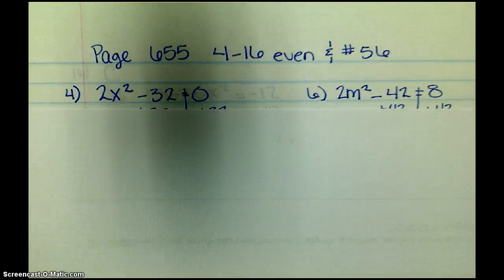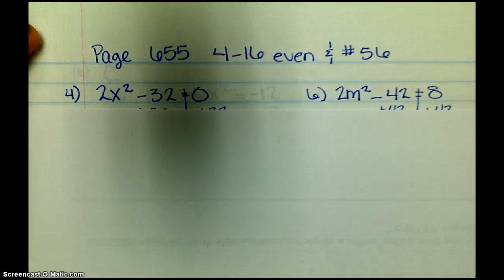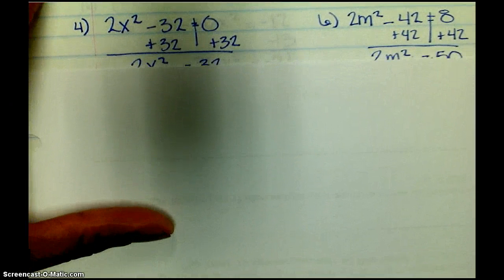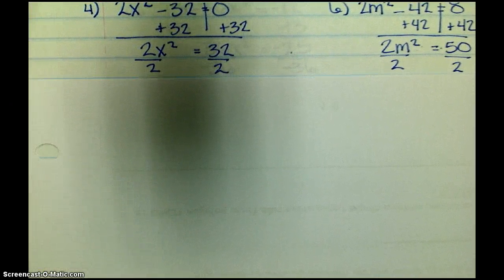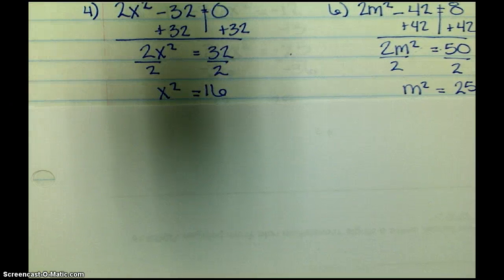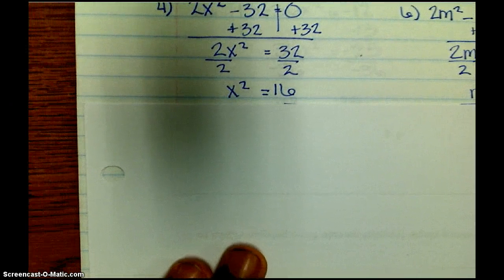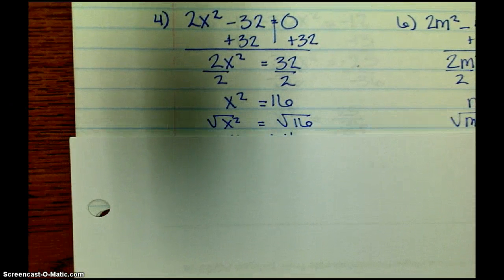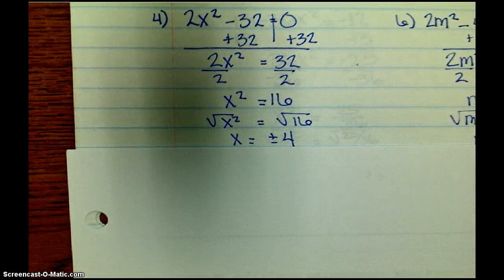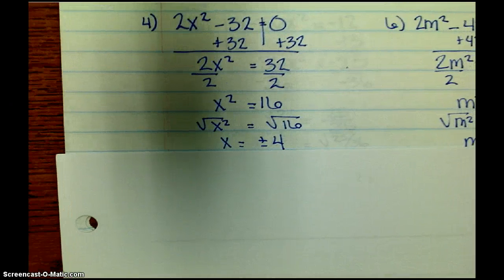And so for number 4, I had 2x squared minus 32 equals 0. I need to add 32 to both sides, divide by 2, and then I have x squared equals 16. Take the square root of both sides, I get x equals plus or minus 4.